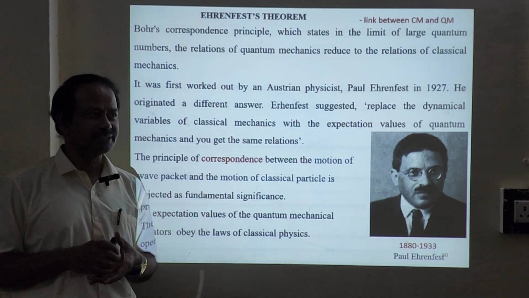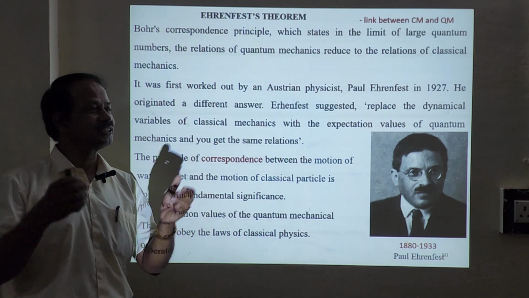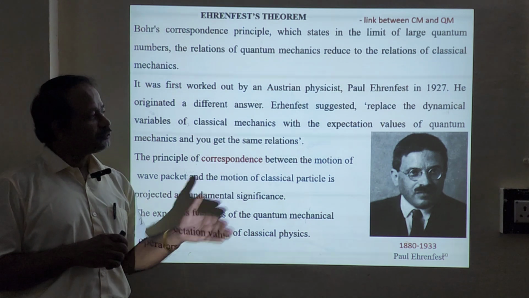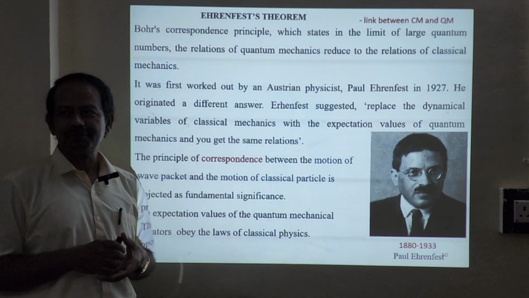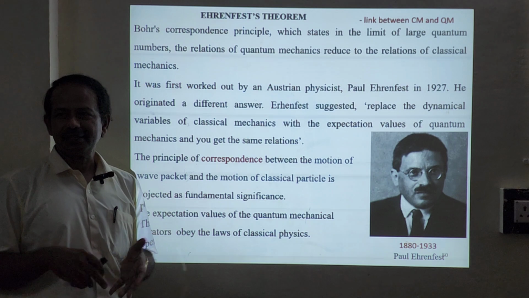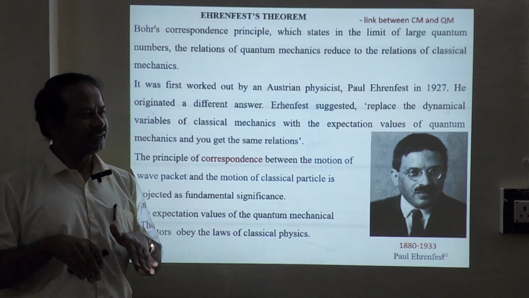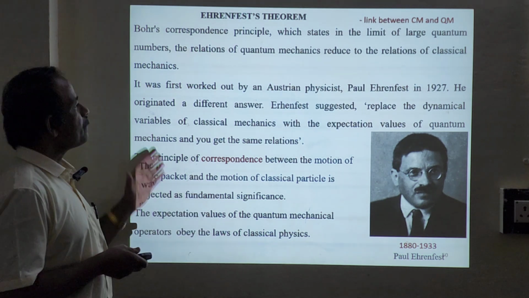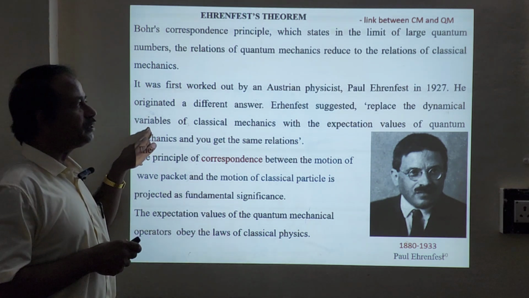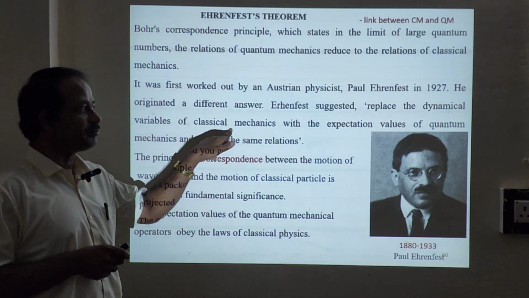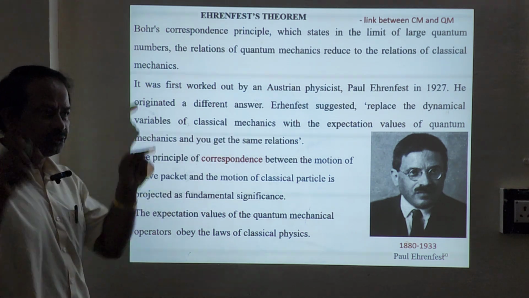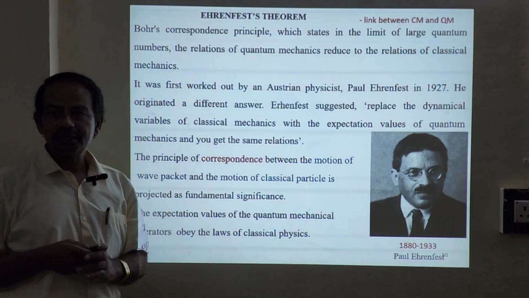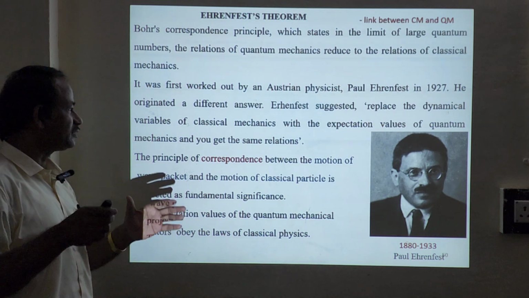He was well versed with statistical mechanics, all because of his PhD guide Boltzmann. So he wanted to explain it. In the meantime, in 1924, 25, 26, Heisenberg and Schrödinger derived equations and they easily explained the quantum concepts. So his main idea is that we replace the dynamical variables of classical mechanics with the expectation values. If you write the expectation value, it will resemble the classical mechanics results. So that is the idea.